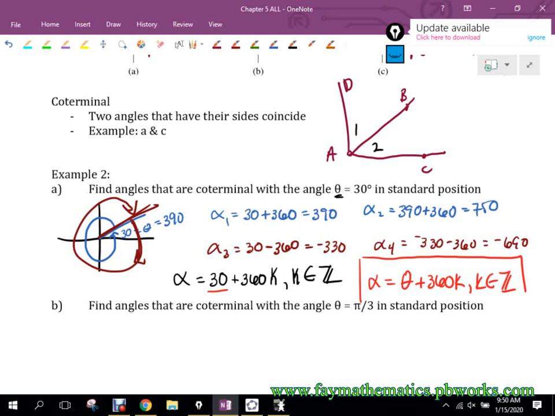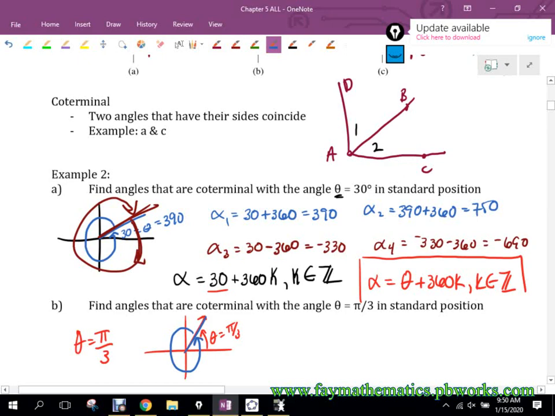Okay, if I go to this next one, it says find angles that are coterminal with theta being pi over 3. Okay, so theta is pi over 3, which would actually be right there. And we'll talk about that later. But yesterday we changed pi over 3 to 60 degrees, or we changed 60 degrees to pi over 3. So I know that's 60 degrees in the first quadrant, right? Does that make sense? If I want to get to a coterminal angle there, what do I need to add to it? If I want to get this ray to rotate and get back to itself, I'm going to add 360 again, right?